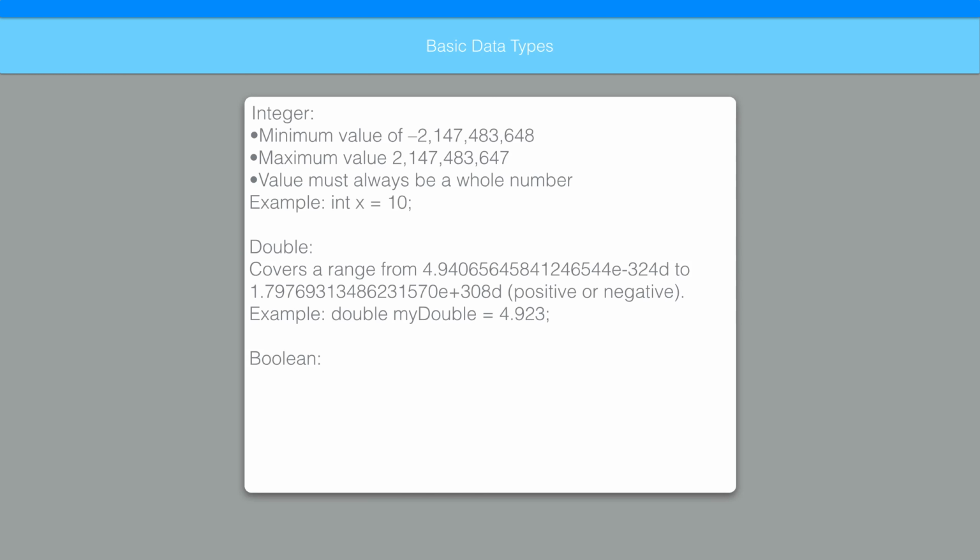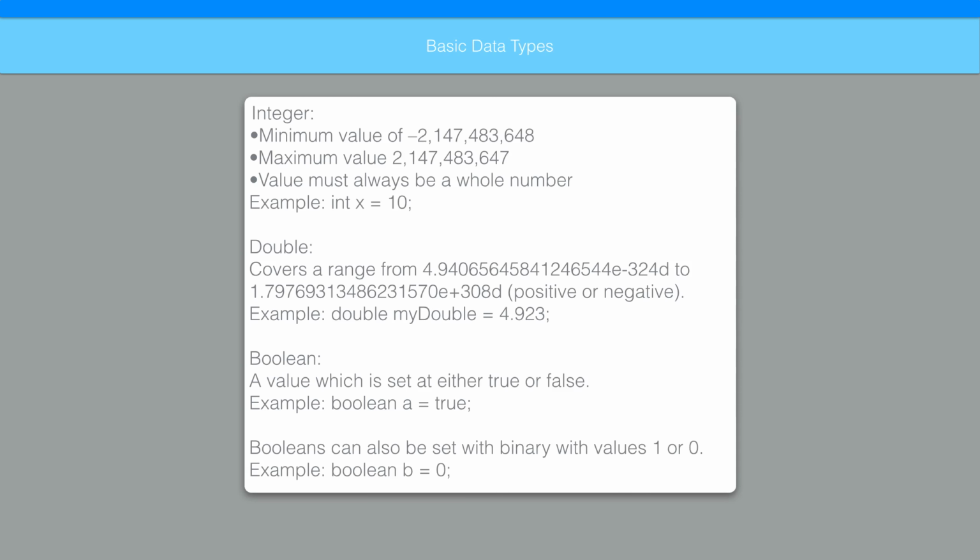Next, we have Boolean. A Boolean is a value which is set to either true or false. For example, boolean a equals true. Booleans can also be set with binary values, 1 or 0. For example, boolean b equals 0. In this case, 0 holds the binary value of false.